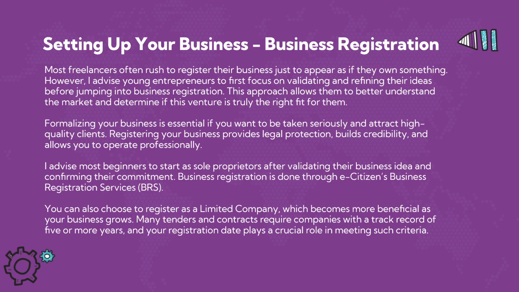So when you get to the level where you know this is amazing and you have validated your business, you go to eCitizen, to the business registration services. You can start as a sole proprietor. You can actually have a lot of businesses, but if you know that this is what you want, go for a limited company. It's around 11,000 Kenya shillings. And it is more beneficial as your business grows, because many tenders and contracts these days require companies with a track record of 5 or more years. So the more your business ages, the better. So I will tell you, go for a limited company.